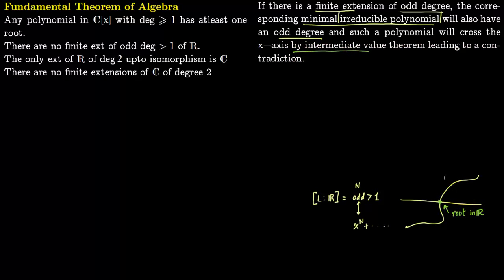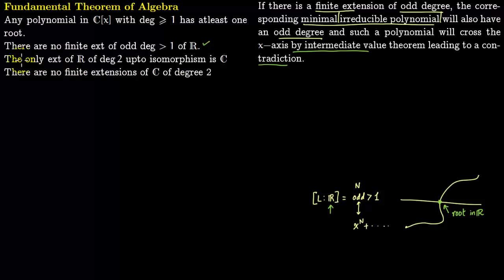Since it has a root in R, you already have a contradiction, because we started by saying it is an irreducible polynomial over this base field R. And now by the intermediate value theorem, there is a root in R. So you cannot have a finite extension of odd degree greater than 1. There are no finite extensions of odd degree greater than 1 for real numbers.